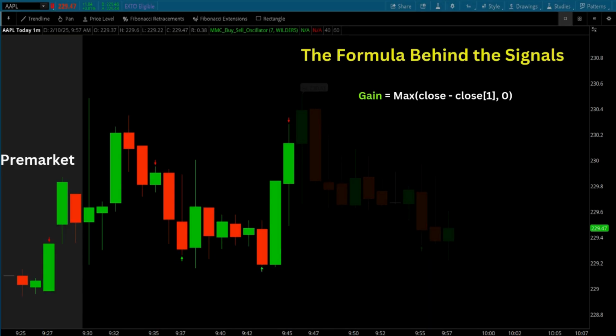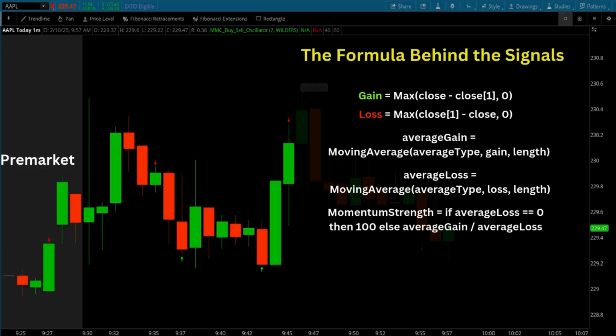The buy-sell oscillator uses the following calculations. First, determine gain, which is equal to the absolute difference between the current and previous close price of the candle on the chart time increment you are using. Then, determine loss, which is equal to the absolute difference between the previous and current close price of the candle on the chart time increment you are using. Next, calculate momentum strength, which equals average gain divided by average loss, or is equal to 100 if average loss equals 0. Finally, the buy-sell oscillator value is calculated by taking 100 and subtracting the result of 100 divided by the sum of 1 and the momentum strength.